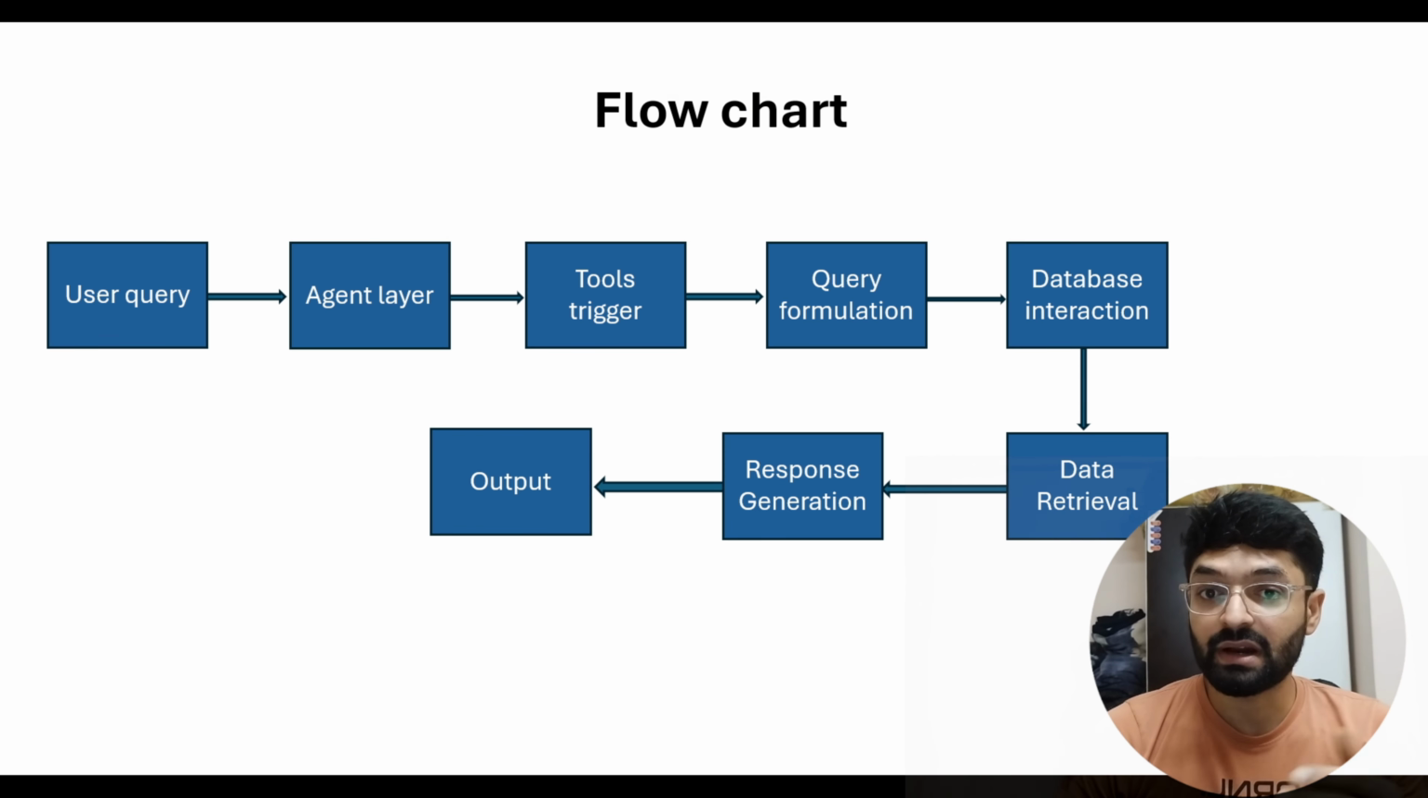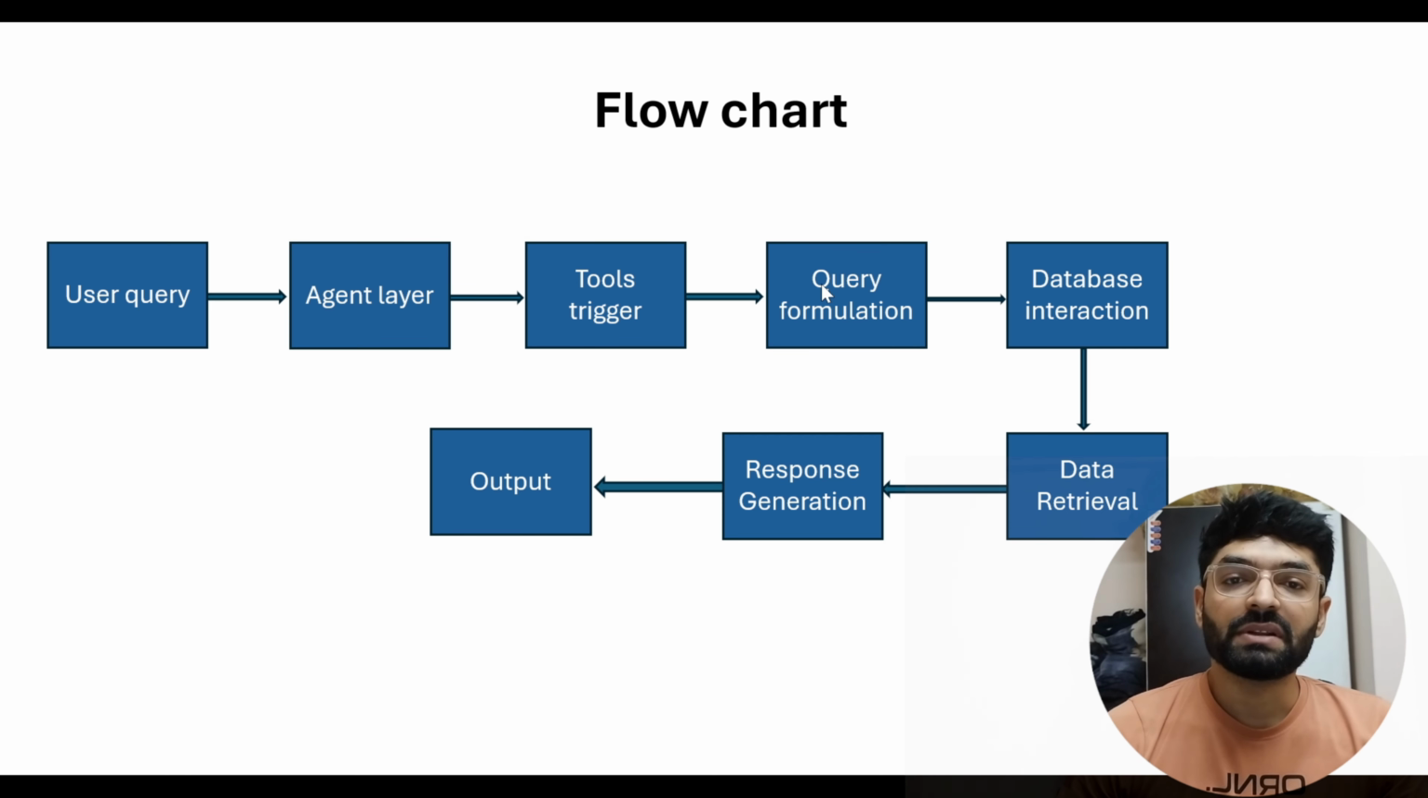Now just understand the flowchart, how the flowchart works. You have already seen the demo. The user gives the user query. Once the user query is given, the agent and tools get triggered. Here the agent is initiated, and here the tools are triggered. After the user gives the query, the query formulation is done. What does it mean? It means that the user gives the query in human language, and that human language is converted into SQL language, and this conversion is done by the agent.